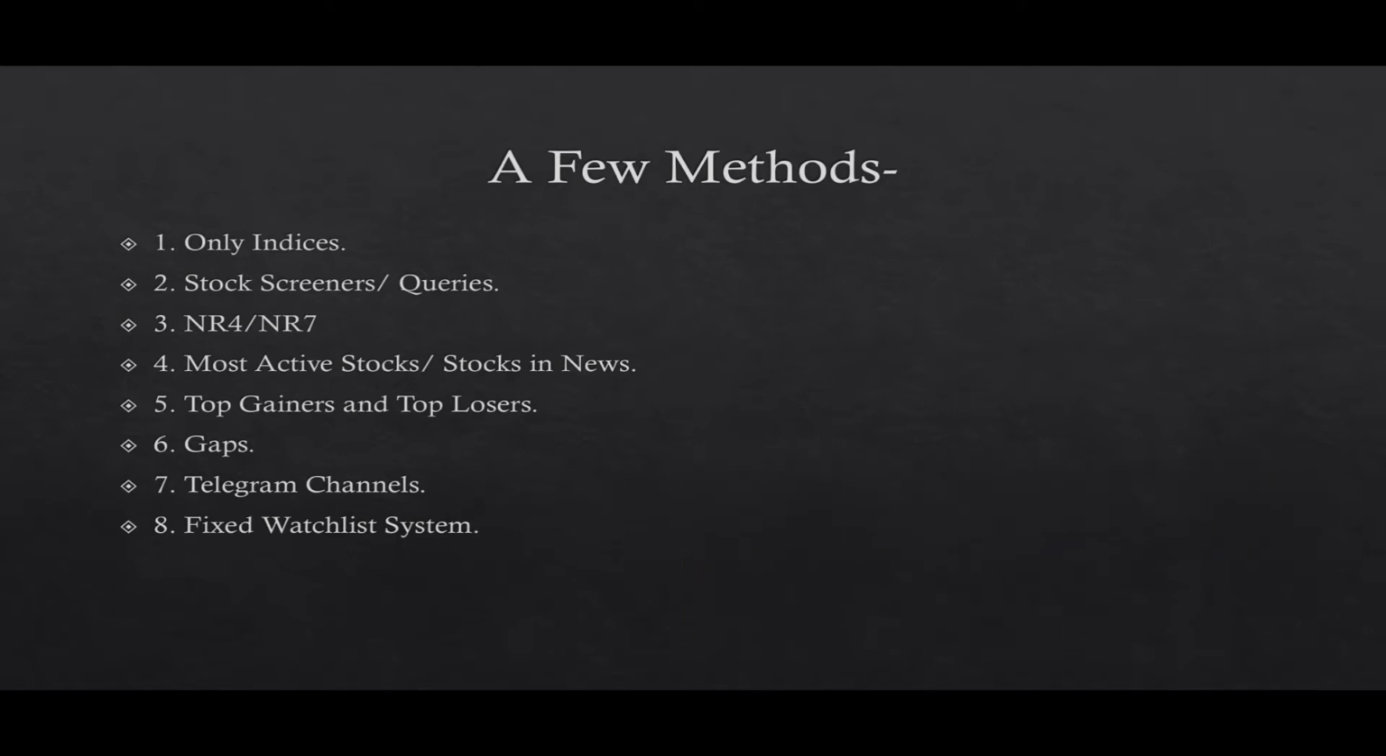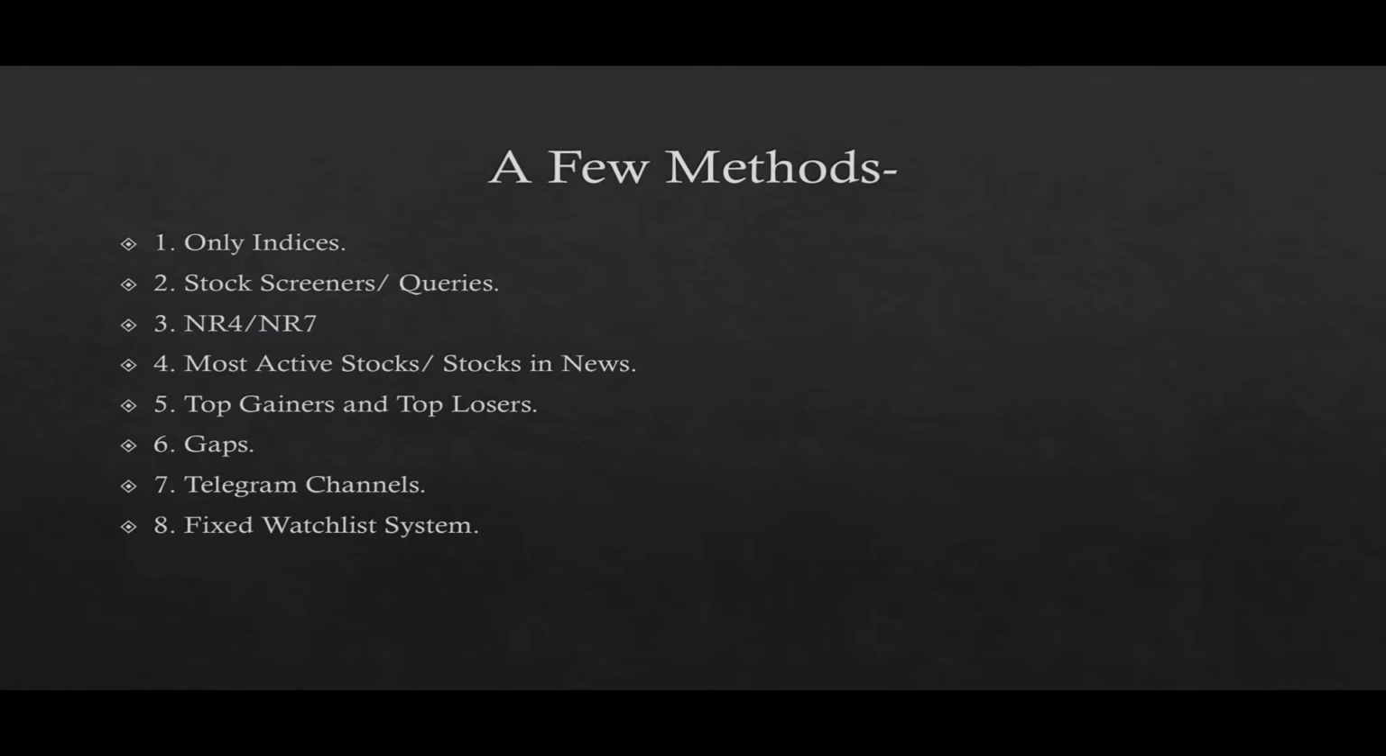The fifth one is actually pretty common and a lot of beginners use it. It's selecting a stock based on the top gainers and top losers. Like if you simply go to Google and search top gainers and top losers, you'll get a list of top 5 or 10 gainers of the day and top 5 or 10 losers of the day, so you can trade accordingly. The sixth method is finding gaps.